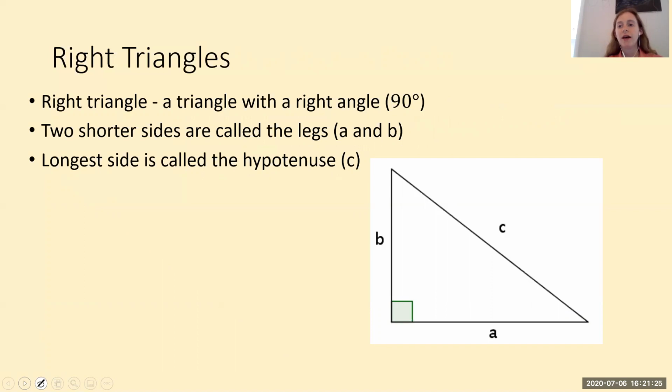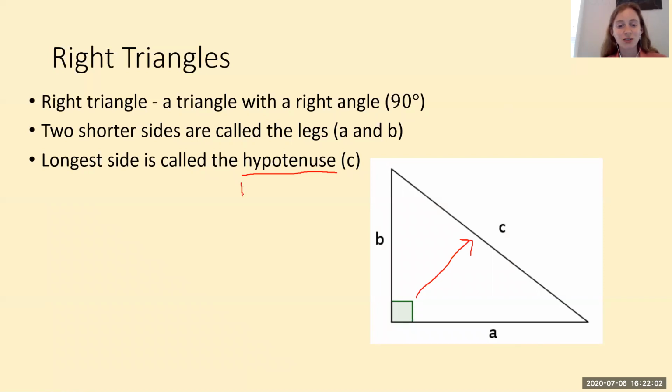And then we have some vocabulary words, some terminology for the three different sides of a right triangle. So we sometimes call the two shorter sides the legs. Those are the two sides that are touching the right angle. In the picture on the screen here, that would be sides A and B. And then we call the longest side, the side that's across or opposite the right angle, the hypotenuse, which I think is a very fun name.